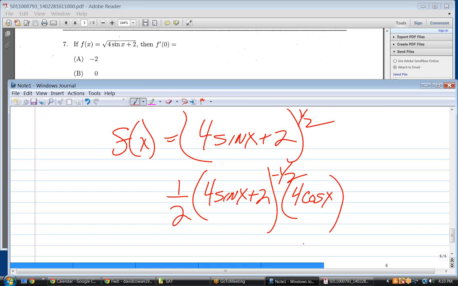How come it's 4? Because of this coefficient. Okay. And the derivative of the 2 part is 0. So the derivative of the inside is 4 cosine x. Okay? And now we have to evaluate that. So f prime of 0 would equal 1/2 to the negative 1/2 times 4.